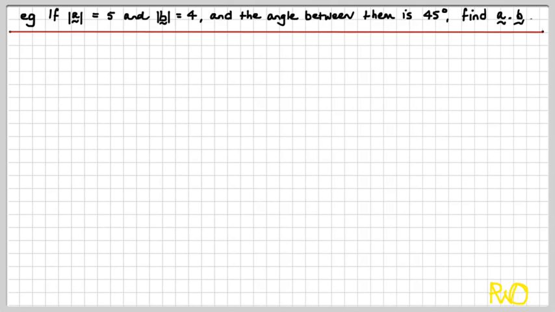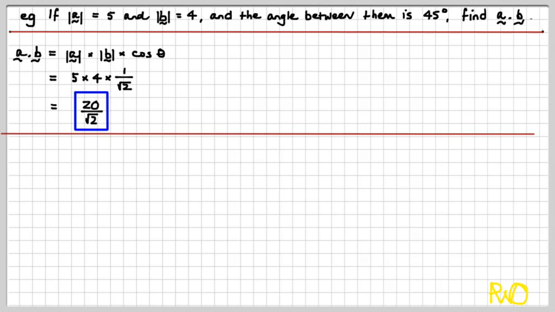Okay, well, that's pretty straightforward. So A dot B is magnitude of A times magnitude of B times cos of theta, and we're given all the information, aren't we? Yeah, well, that's going to be 5 times 4 times cos of 45, which is 1 over root 2, which gets us 20 over root 2.